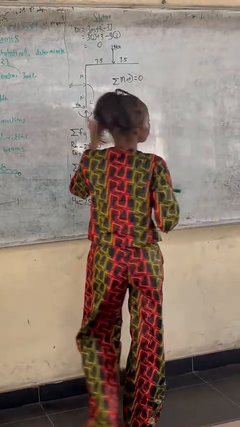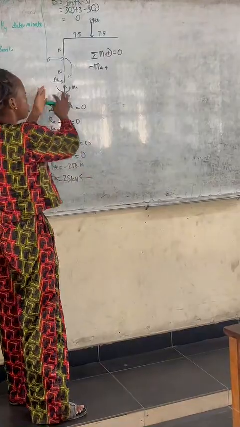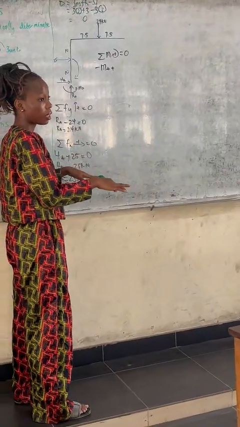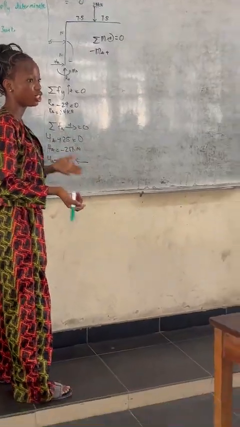That's why I'm saying that we chose it. You can choose clockwise. Whatever you are choosing does not actually matter, because at the end of the day, your answer will tell you the right direction in which you have to choose for the question. So MA plus 25 is clockwise.